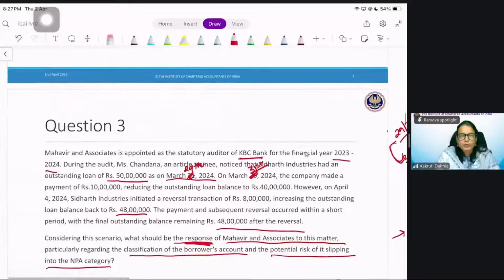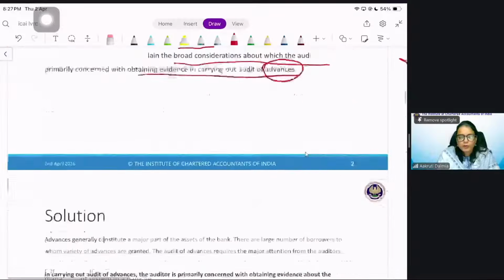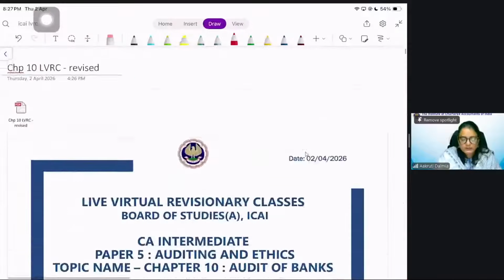Here we are done with both the chapters today, audit documentation and audit of banks.